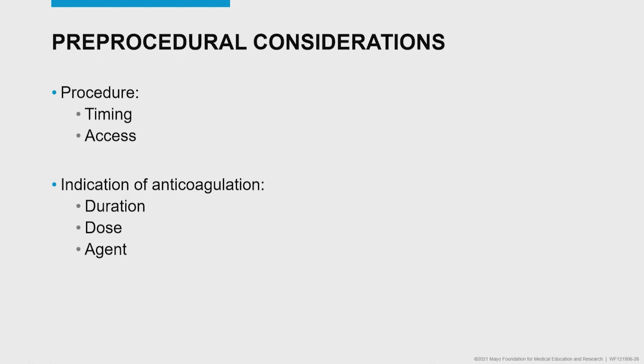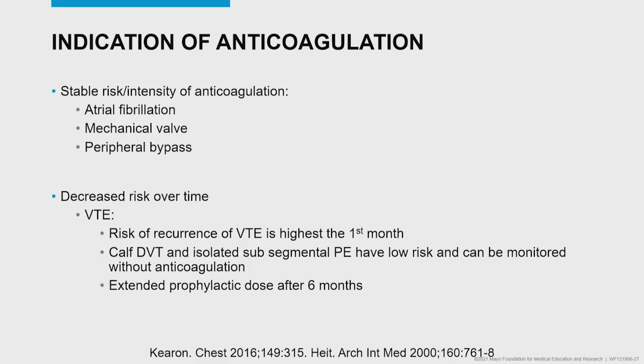And also keep in mind, what are the indications of anticoagulation? How long has the patient been on it? What's the dose? What's the agent? Because those things are going to help us decide what we are going to do about it. We have patients that need a stable intensity of anticoagulation, and those are patients with atrial fibrillation, mechanical valve, and peripheral bypass. With that, I mean that no matter where we're taking them in the history, the risk is pretty consistent.